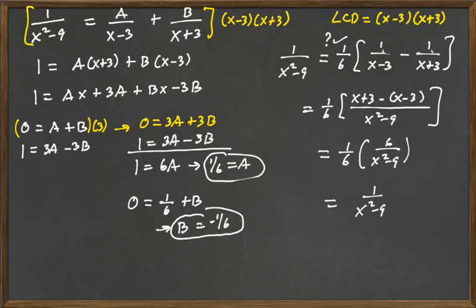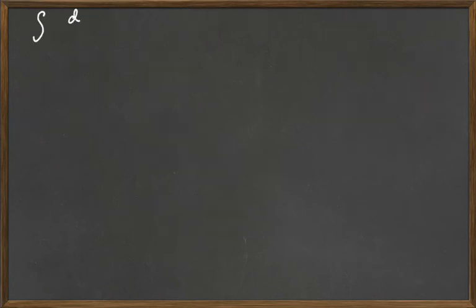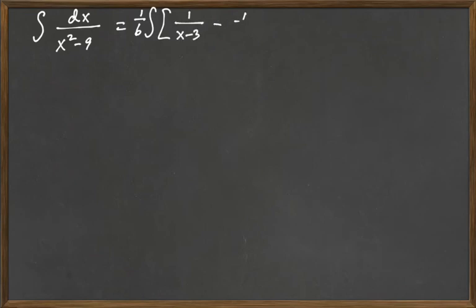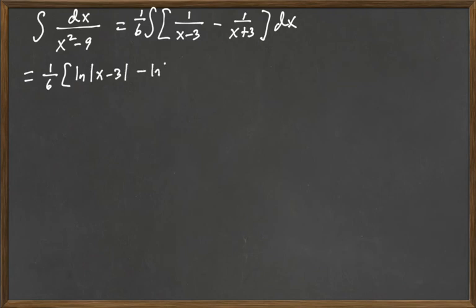All right, now let's go ahead and actually integrate this. So the integral of dx over x squared minus 9 using partial fraction decomposition was 1/6 times 1 over x minus 3 minus 1 over x plus 3 dx. So it's going to give us 1/6 natural log of the absolute value of x minus 3 minus the natural log of the absolute value of x plus 3, and then plus c.